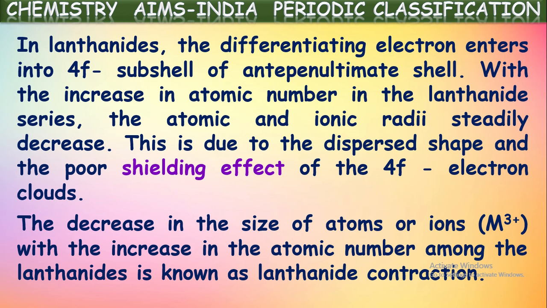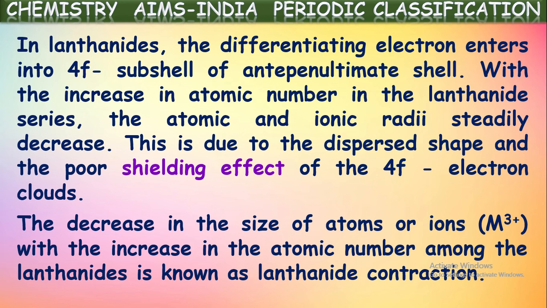Okay, these electrons are being shielded by inner electrons, but very weakly. Because of this least shielding effect, these electrons are being attracted much more by the nucleus. Why is the shielding effect less? Because of the dispersed shape of these 4f electrons, the 4f subshells. Because of that, the attraction will be more on these electrons, and hence they are being attracted towards the nucleus.